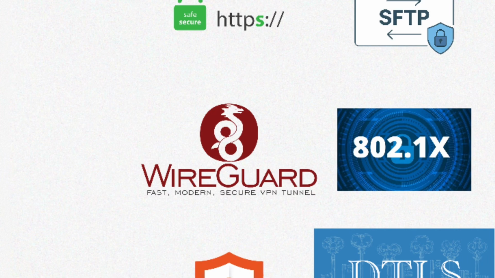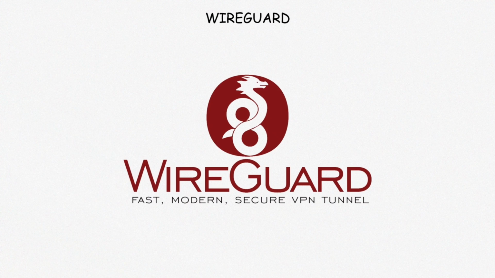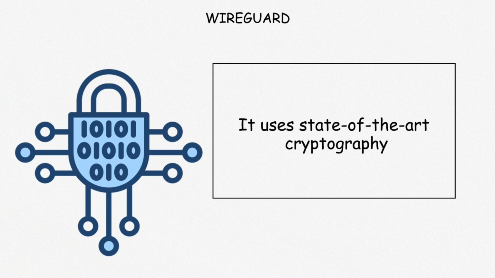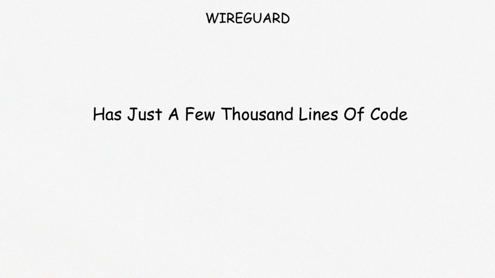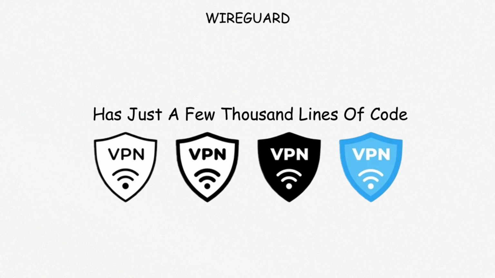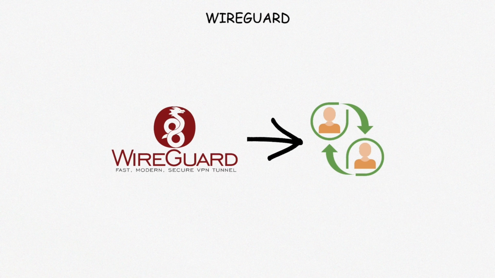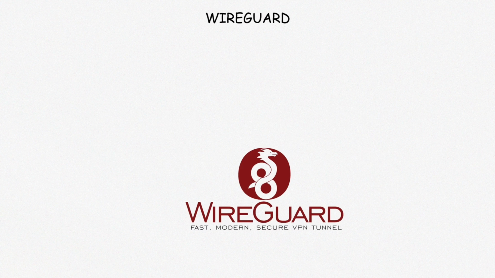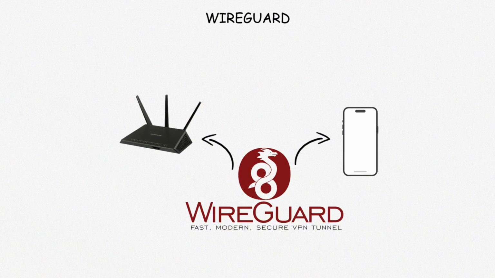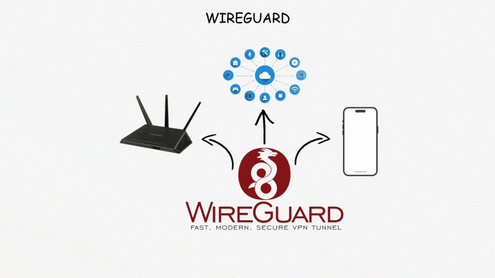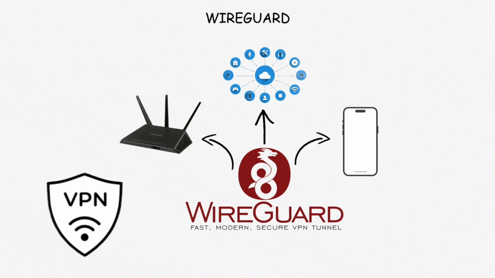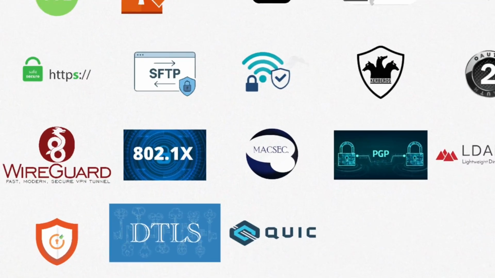WireGuard. WireGuard is a newer VPN protocol designed to be faster, simpler, and more secure than older ones like IPsec and OpenVPN. It uses state-of-the-art cryptography and has just a few thousand lines of code compared to hundreds of thousands in traditional VPN protocols. That means it's easier to audit and less prone to bugs or vulnerabilities. When you use WireGuard, it creates a secure peer-to-peer tunnel between two devices. It's lightweight enough to run smoothly on phones, routers, or even small IoT devices. And because of its speed and security, many VPN providers are now switching to it.